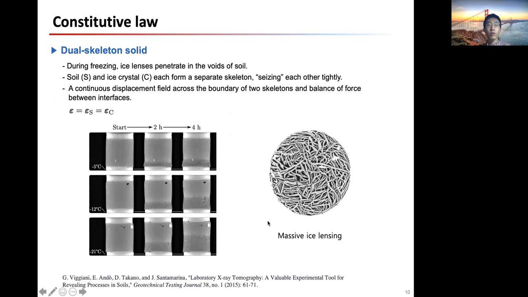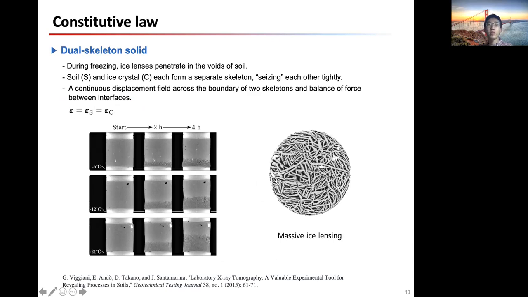From these photos from our collaborators, when ice forms from the bottom to the top, the ice lenses, those long fiber-like material, penetrate the voids of the soil. The soil and the ice crystal each form a separate skeleton. They seize each other very tightly. So we can assume that their strains are the same and equal to the homogenized strain.